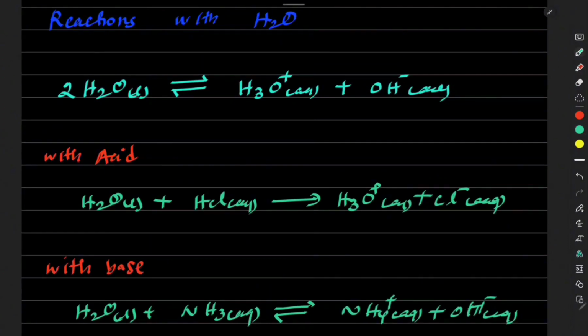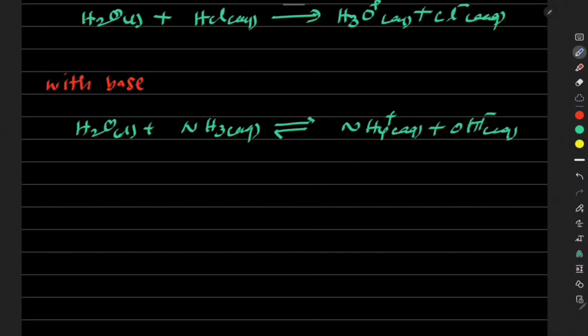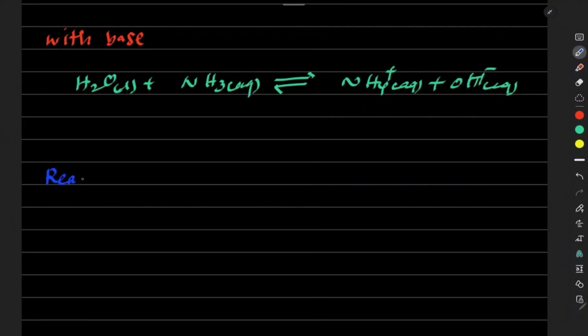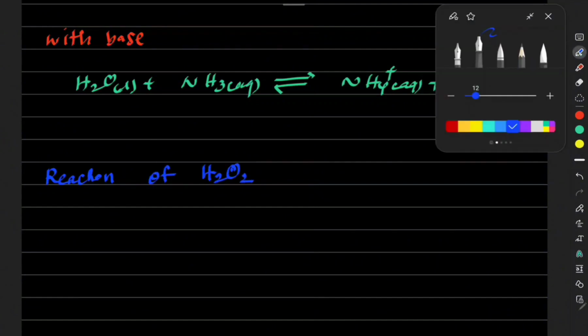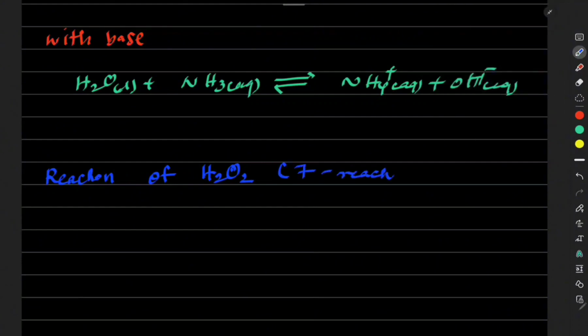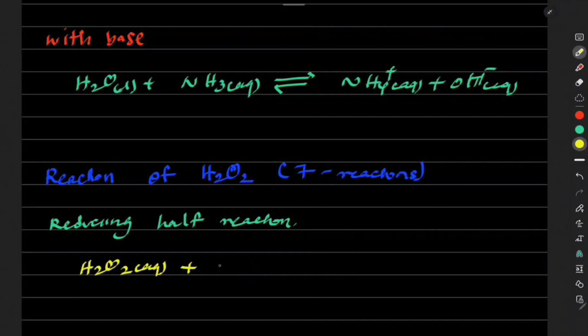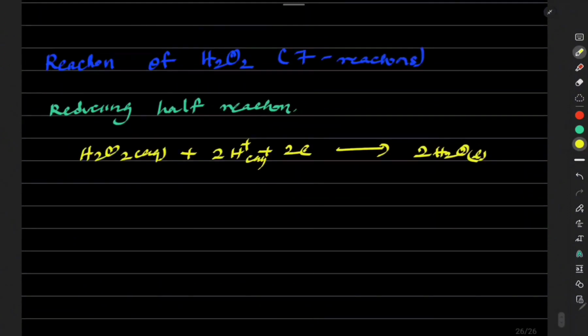Now let's look at the reactions of hydrogen peroxide. There are about 7 reactions to memorize. Let's look at them one by one. First, the reducing half reaction of hydrogen peroxide: H2O2 aqueous plus 2H plus aqueous plus 2 electrons forms 2 H2O molecules.